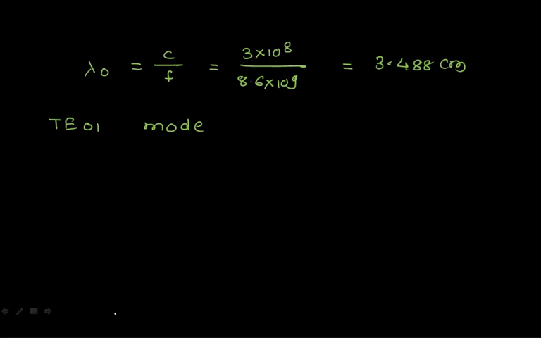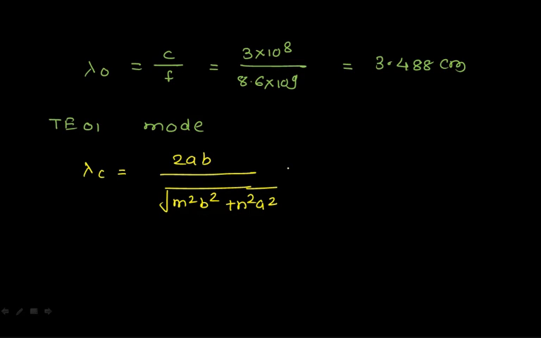You can write here for TE01 mode, lambda c is equal to twice of AB divided by the square root of m square b square plus n square a square. Okay. So you put the value 0 for m here, so this a will get cancelled, this becomes twice of b. So 2 into 1 is 2 centimeter. So I can say, as lambda c is smaller than lambda 0, this mode is not possible.